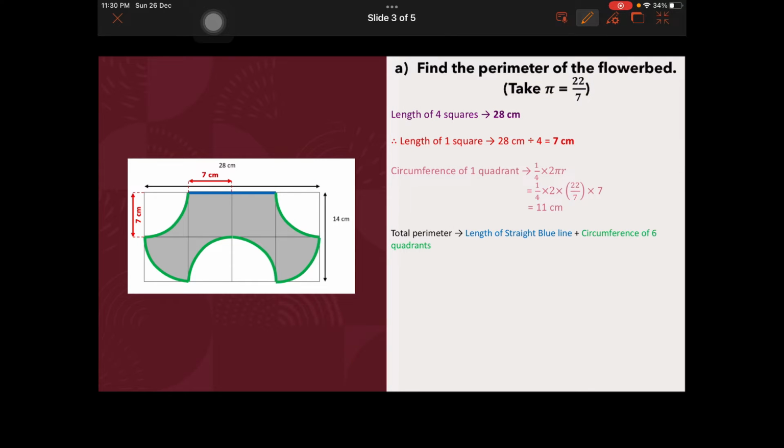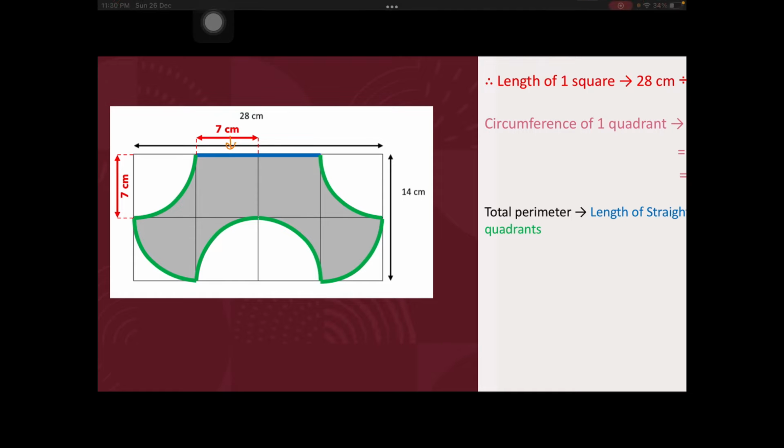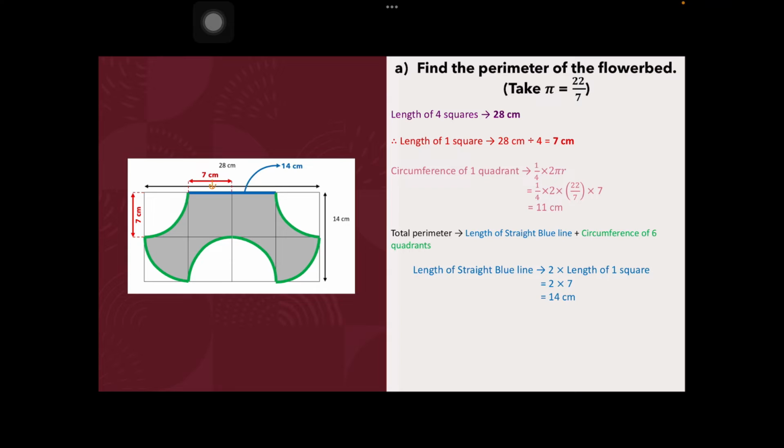Okay, so the length of one square is 7 centimeters. So this would mean that the length of two blue straight lines would be 2 times 7, which is 14 centimeters. Correct? And now we need to find the total sum of the circumference of 6 quadrants. The circumference of one quadrant is 11 centimeters. So the circumference of 6 quadrants would just be 6 times 11, which gives us 66 centimeters.